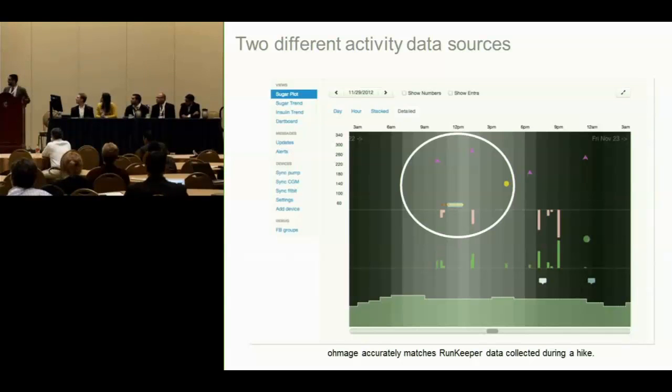Yeah, that's two different activity data sources. So it's looking at... you want to talk a little bit about this, Alex? I mean, the difference. Sure.